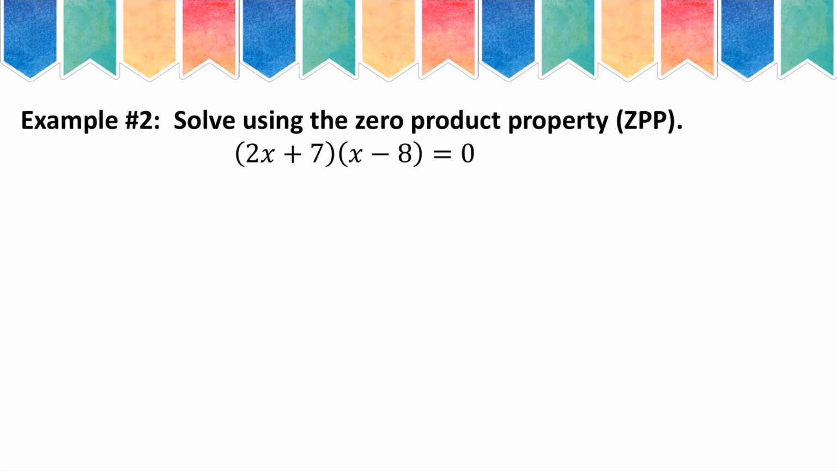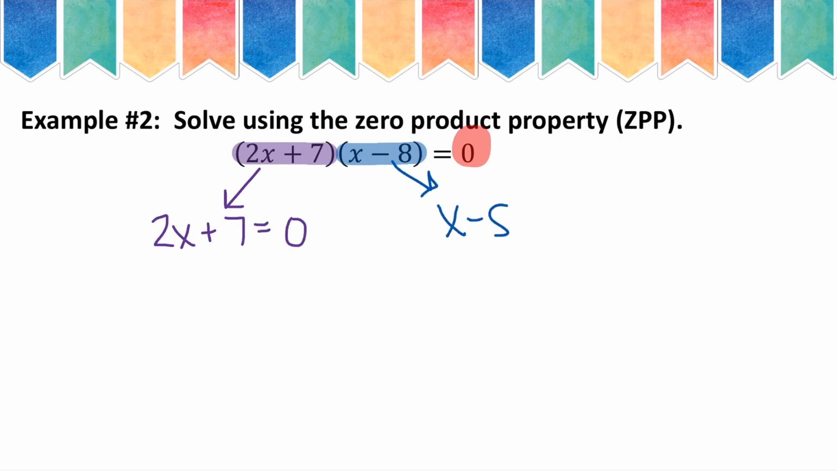Again, we have two things that are being multiplied together. 2x plus 7 is being multiplied by x minus 8, and it is equaling 0. Because it equals 0, we can apply the zero product property. So I will do 2x plus 7 equals 0, and I will do x minus 8 equals 0. And I will solve each equation.